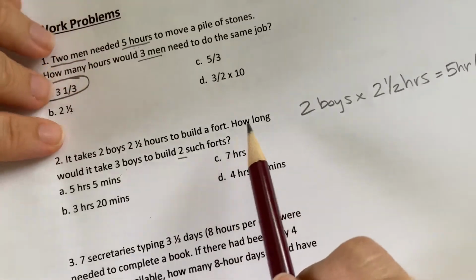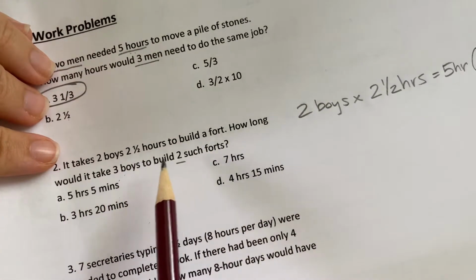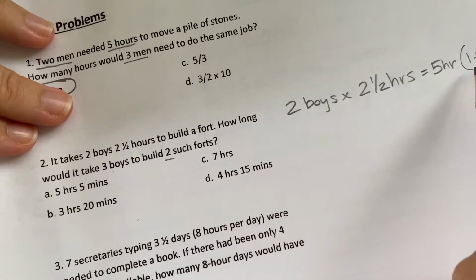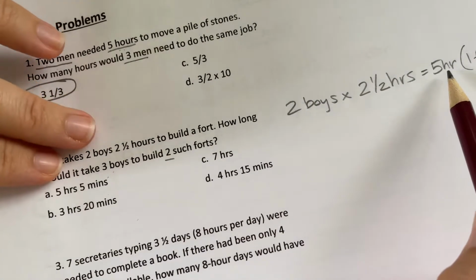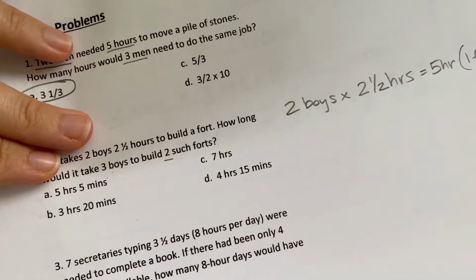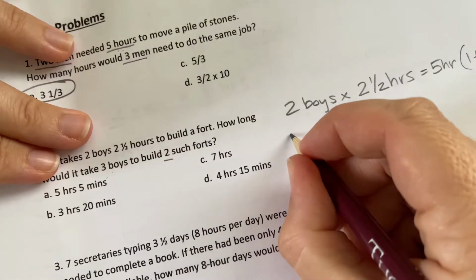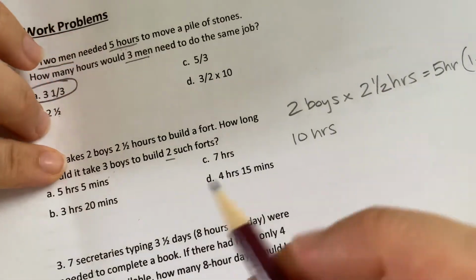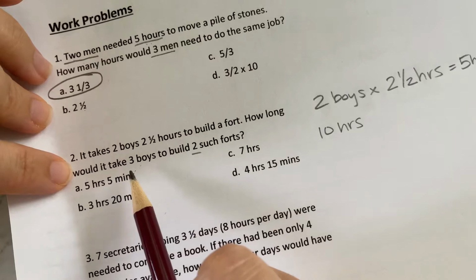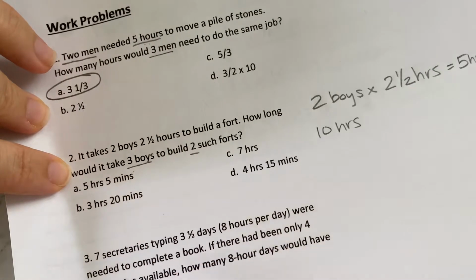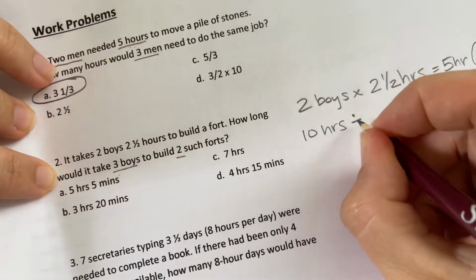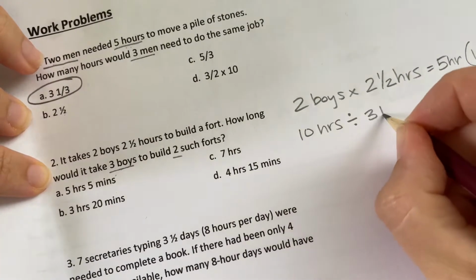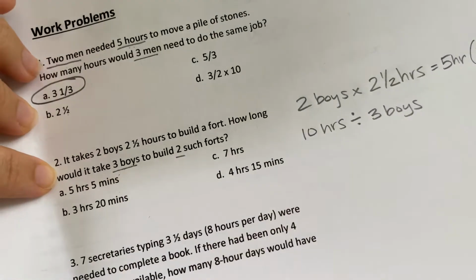The question is, how long would it take 3 boys to build 2 such forts? So we're not just building 1 fort, we're building 2. So if it takes 5 hours to build 1, that means for 2 forts, it's gonna take twice the time. This is now a 10-hour job. Now we are divvying this work amongst 3 people. So same math as the other problem, we're gonna end up doing 10 divided by 3.